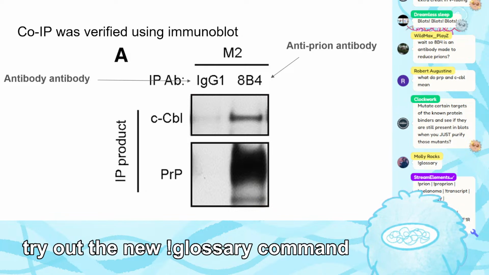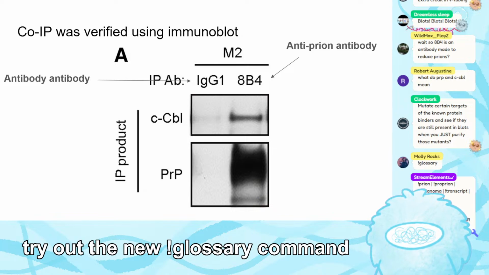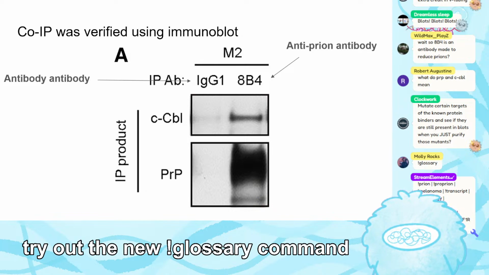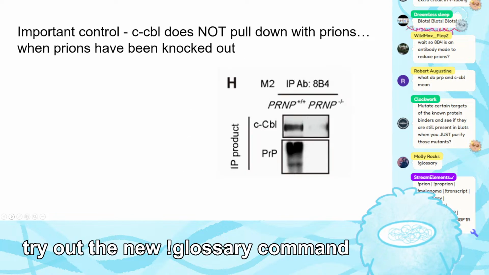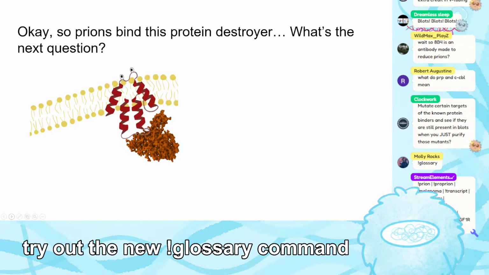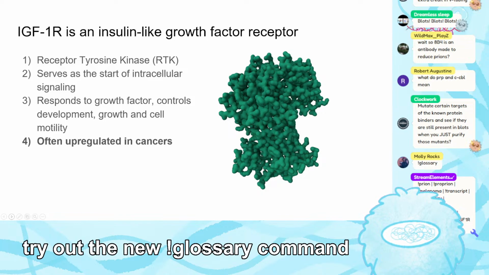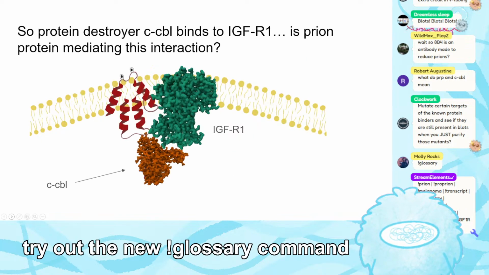Okay, mutate certain targets of the known protein binders and see if they are still present in blots when you just purify those mutants. That's an excellent suggestion, Clockwork. It's actually an experiment that I wanted them to do, but they don't do that exactly. I want them to, though. So we are in agreement that that's what I would have wanted to see. But they are taking a very, very, very slightly different approach here.